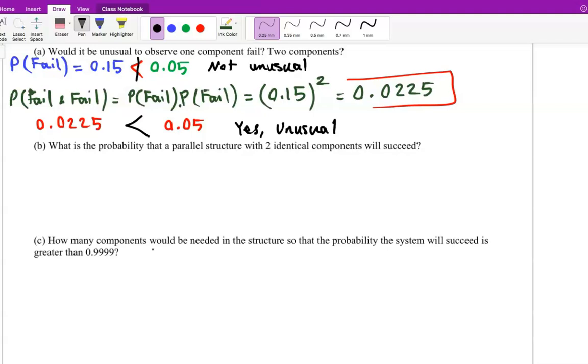Part B, what is the probability that the parallel structure with two identical components will succeed? That is equal to 1 minus the probability of both failing.